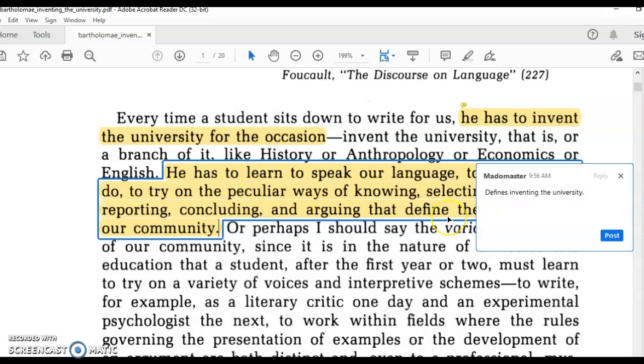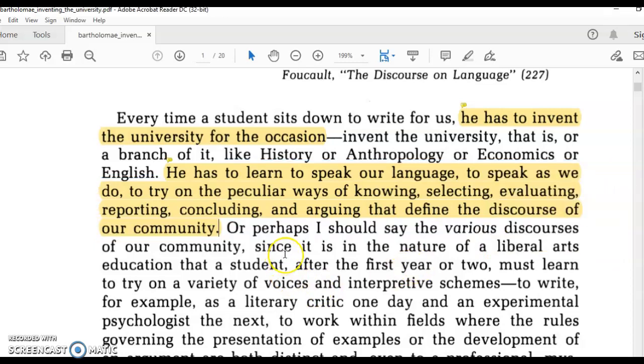Anytime an author is defining something for you, especially a term that they themselves seem to have created like Bartholomew has, it's best to highlight, underline, or otherwise label that definition, because that definition will, 1, be helpful in understanding the rest of the reading, and 2, be extremely helpful to you as you write an essay about that reading. So, I'm going to highlight this and write down that this is a definition.